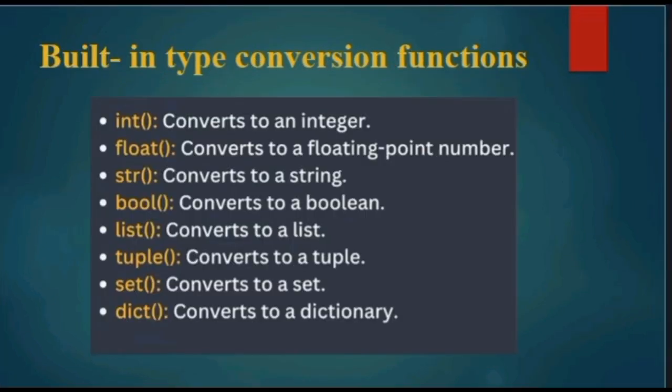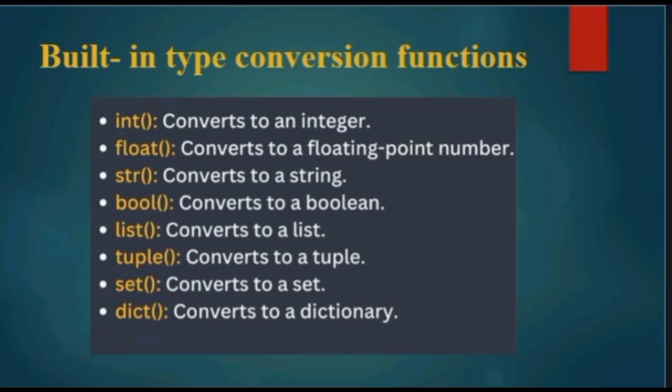So next, the slide explains built-in type conversion functions in Python, which help change one data type into another. These functions allow programmers to convert values easily. For example, the int function changes a value into an integer, while float converts into a floating point number. Similarly, the str function turns data into a string, making it useful for displaying numbers as text.